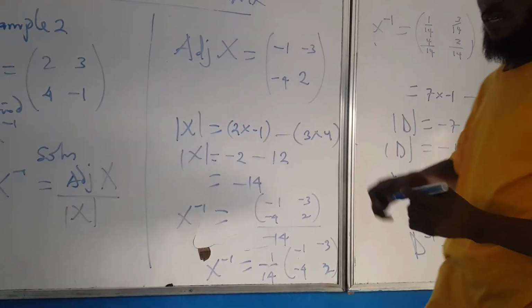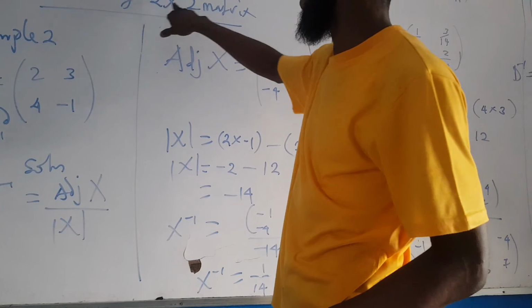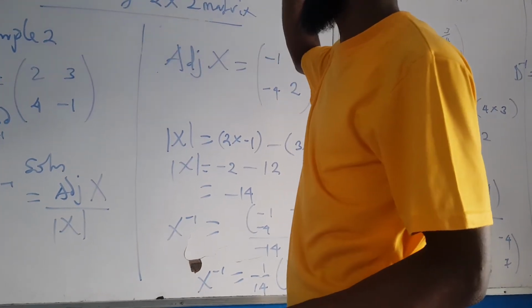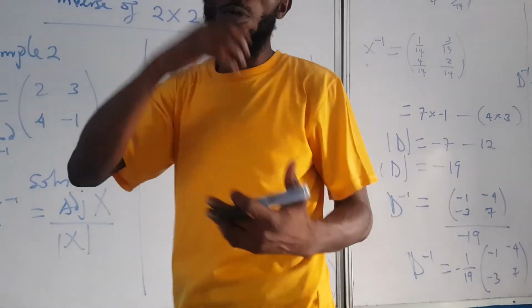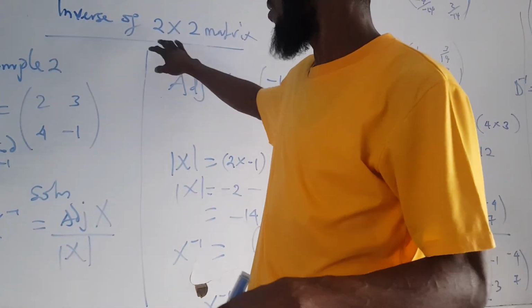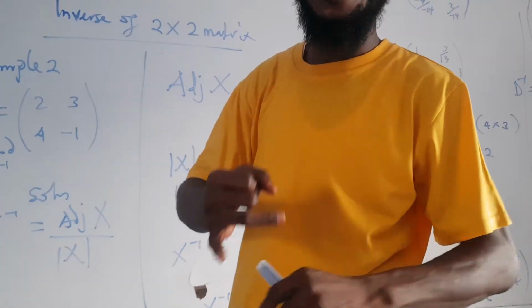So next, we move to the inverse of a 3 by 3 matrix, and we do the cofactor before we do the inverse of a 3 by 3 matrix, and we move to simultaneous equations using the matrix method, both inverse and Cramer's rule.